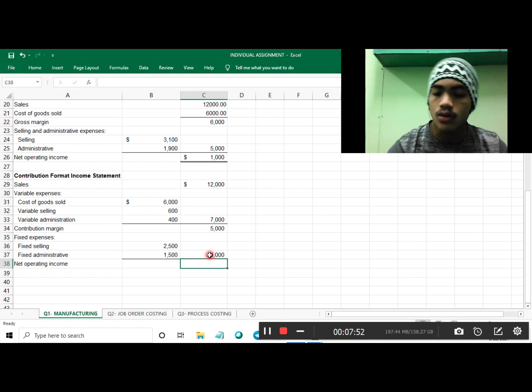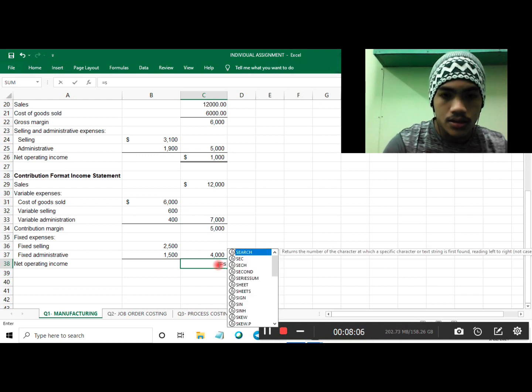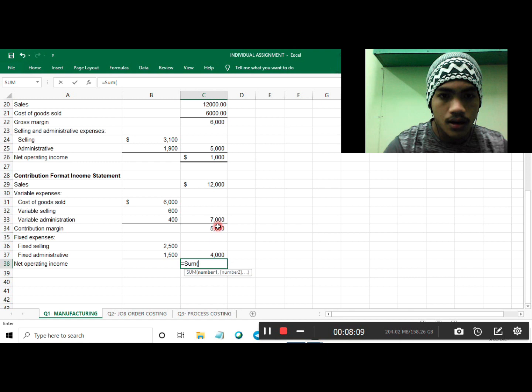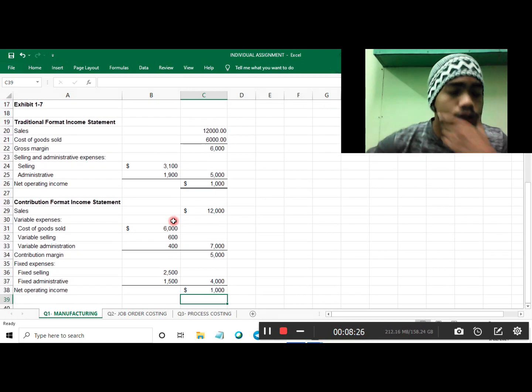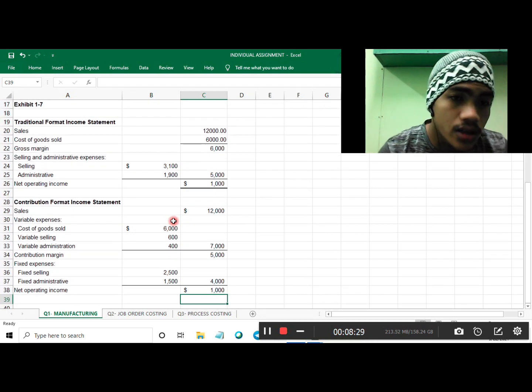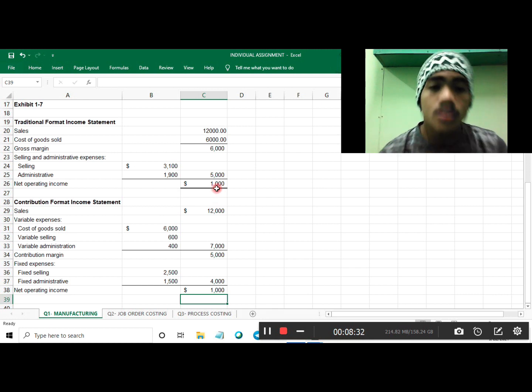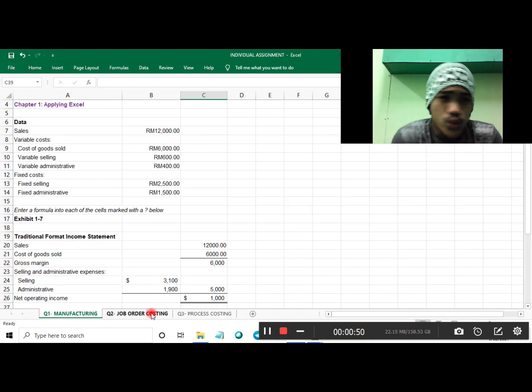1,500, we get 4,000, and then to get net operating income, we take the contribution margin, using the formula sum, contribution margin 5,000 minus total fixed expenses 4,000, so we get 1,000. So we see that the net operating income for the traditional format and the contribution format is the same. It is 1,000 ringgit. Question 2 is for job order costing.